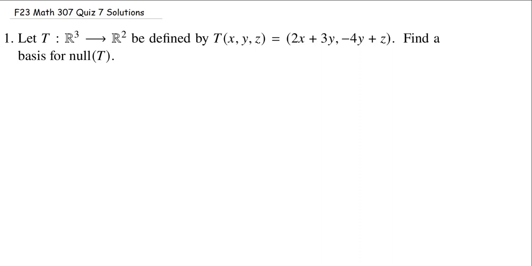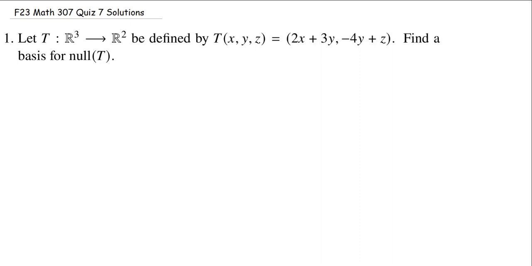In this problem, we're given a linear map T from R3 to R2, defined by taking a triple x, y, z and mapping it to 2x plus 3y and negative 4y plus z. And our goal is to find a basis for the null space of T.